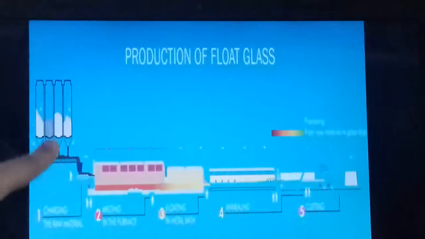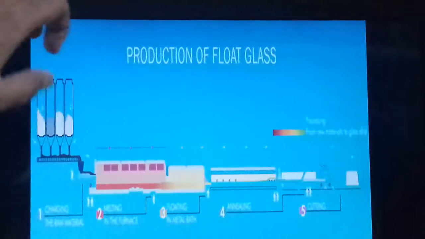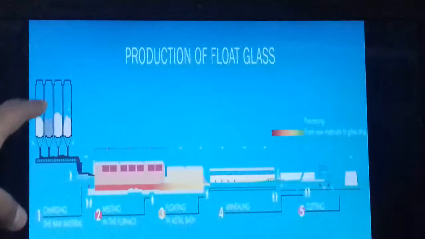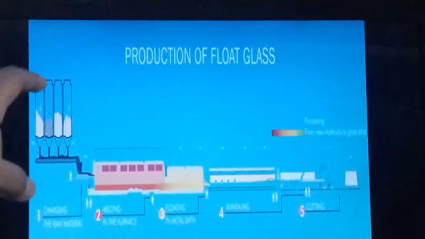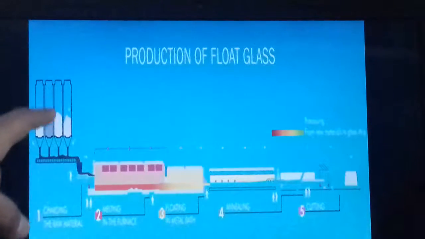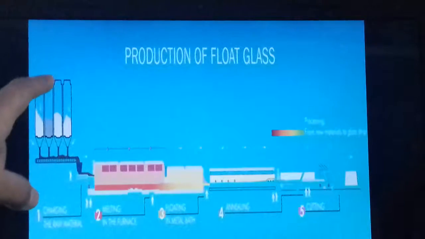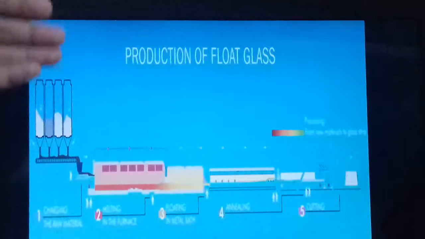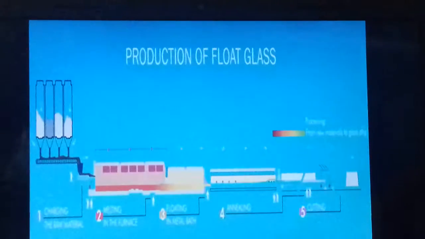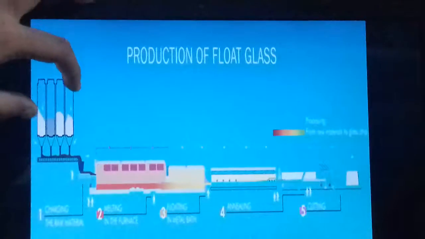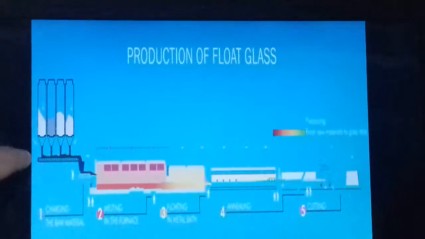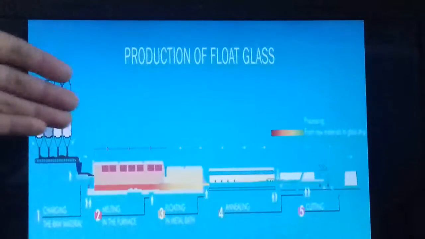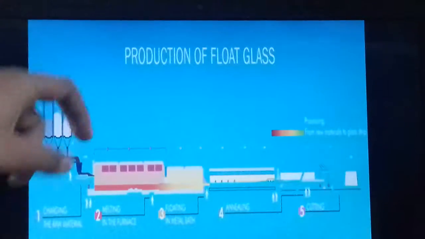These are the components we will pour. For example, in the first container we have poured Na2CO3. In the second container, CaCO3. In the third we have poured SiO2. In the fourth we have poured, for example, potassium carbonate. In small proportions they go under this pipe and get mixed thoroughly.